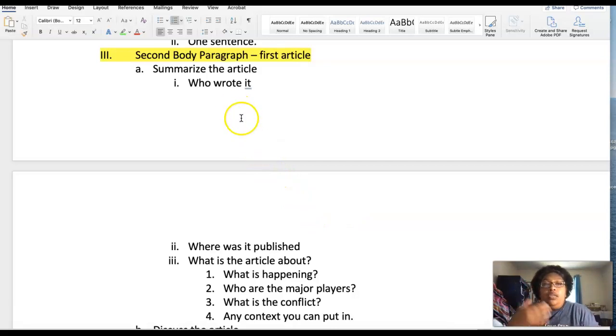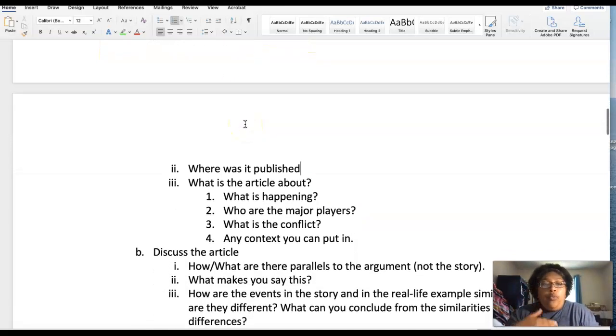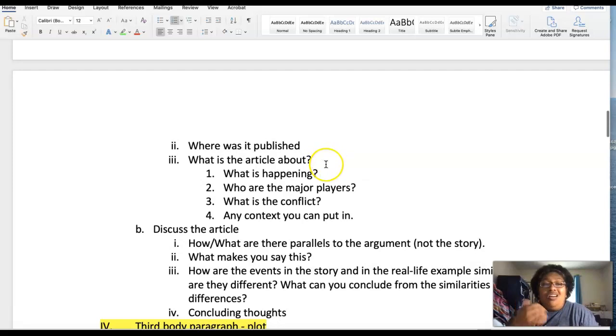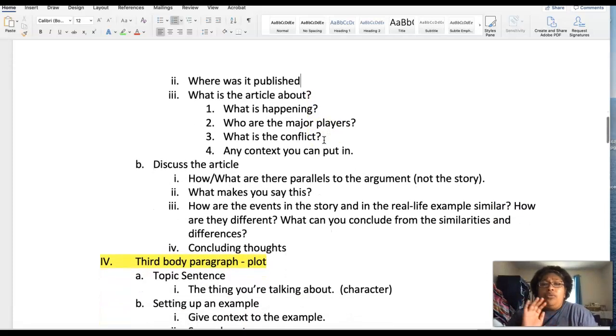So you're going to summarize the article. You're going to tell me who wrote it, where it was published, and what this article is about. Do not do this in 2 sentences. I really want you to talk to me about what the article is about. What is happening? Who are the major players? What is the conflict? And any context you can put in it.